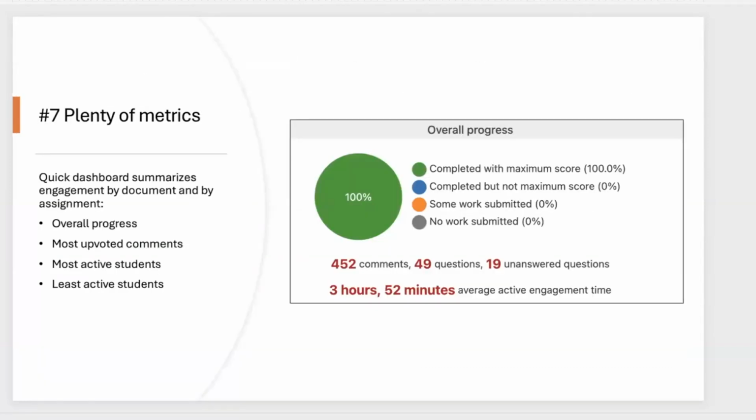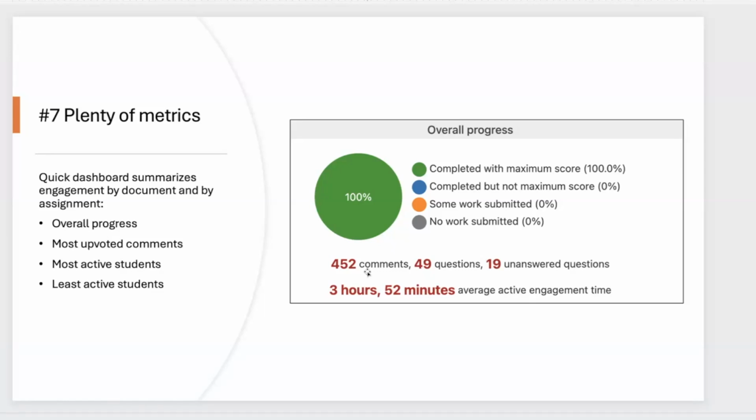Lots of metrics. You can see so much more than you can in the discussion board. Right from the main screen, you get an overall progress. I did it Monday through Sunday, and throughout the entire assignment, I could see how many had already gotten their points, how many had done some work but not gotten their maximum score, and how many had some work submitted or no work submitted. And this is an example of a week in my summer semester. They posted 452 comments. There were 49 questions, 19 of which were unanswered.